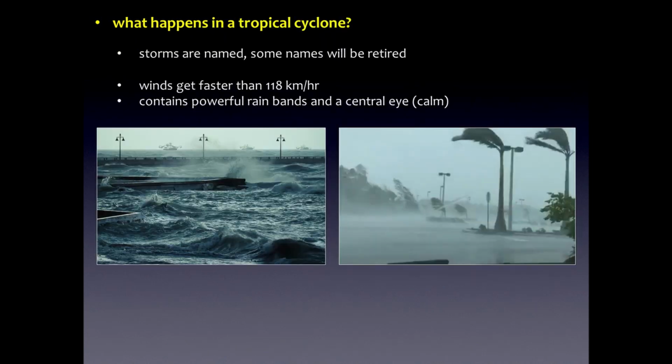What happens in a tropical cyclone? Well, storms are named. Every year, a list of storm names are released. It goes through the alphabet from A all the way to Z. And then if you get past Z, we start at A over again.